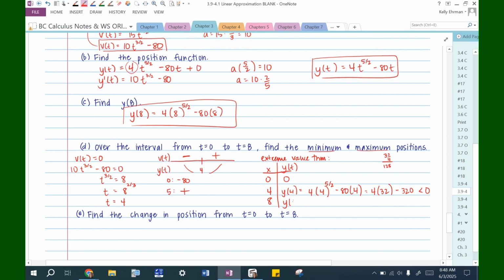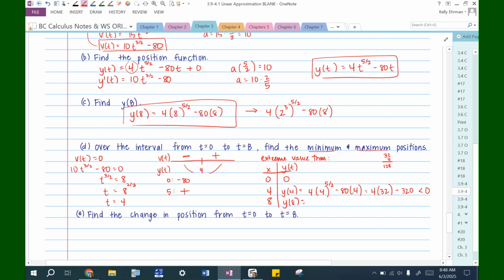And then what is y of 8? We already found that. Oh, we already found that, but we do need to do a bit of work on that. Okay, so how do we figure out that value? Because I have more room up here, let me do this. So this is where it's like, you don't have to simplify this unless it's helpful to simplify it. So let's change 8 because it doesn't square root nicely. Let's change it to 2 to the 3rd, to the 5 halves minus 80 times 8.